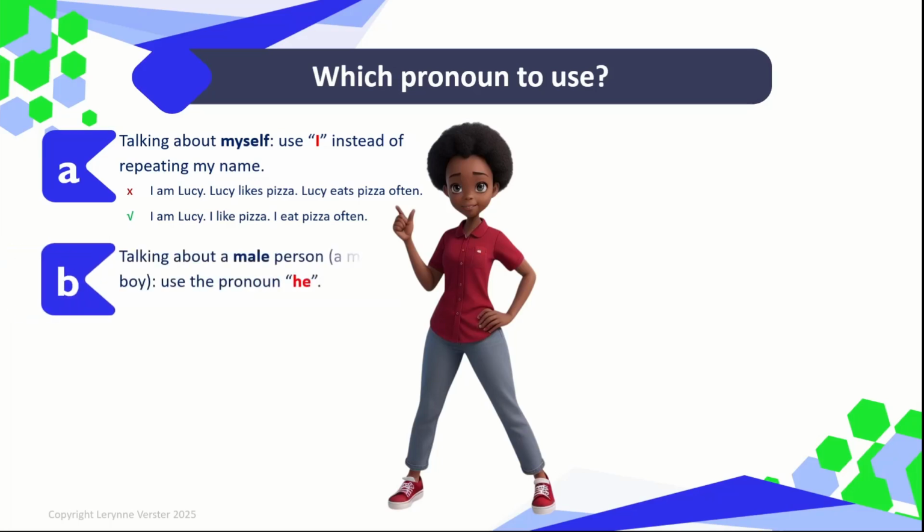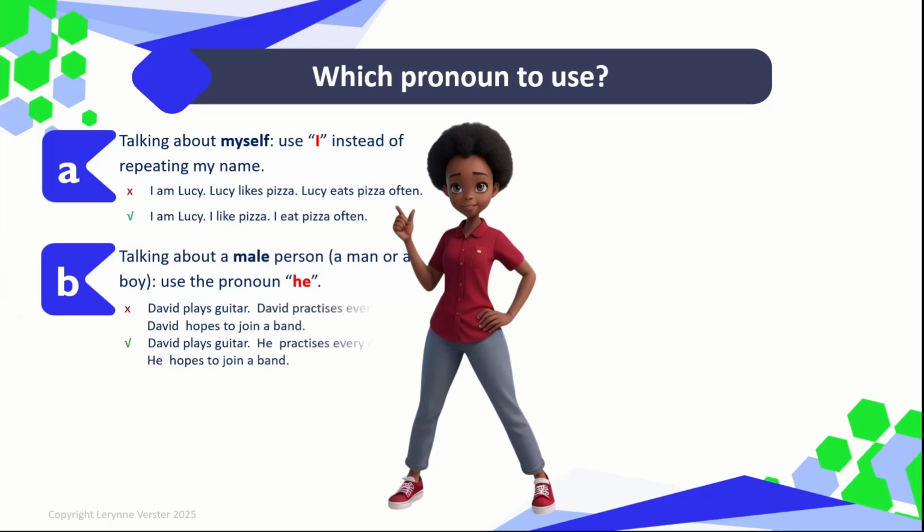If we are talking about a male person, a man or a boy, we use the pronoun he instead of repeating the name. For example, David plays guitar. David practices every day. He hopes to join a band. David plays guitar. He practices every day. He hopes to join a band.